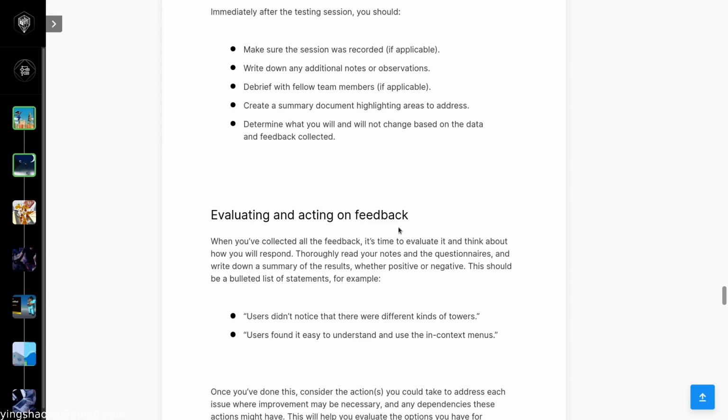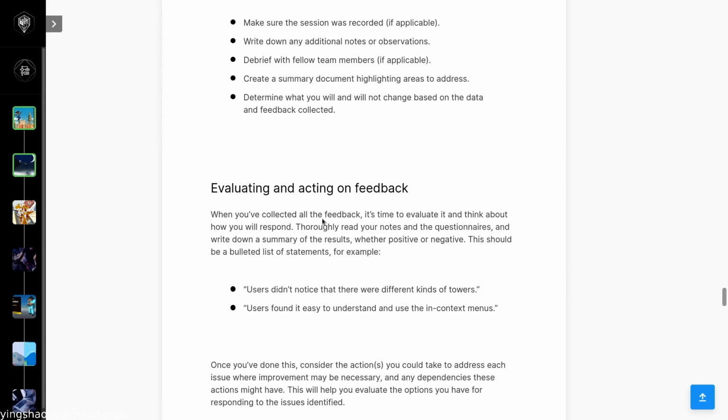Evaluating and acting on feedback. When you have collected all the feedback, it's time to evaluate it and think about how you will respond.